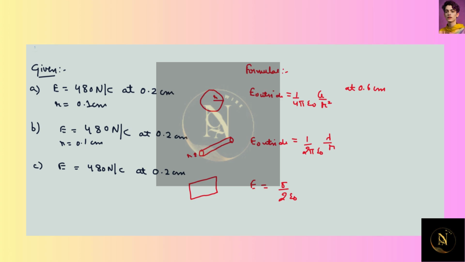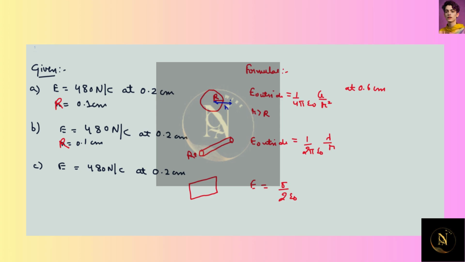I have written down the formulas here. Let me write the sphere radius as capital R, so as not to confuse it. Outside means the electric field outside this sphere, that means small r greater than capital R. If you take any point, let's say this one, this r is greater than capital R.